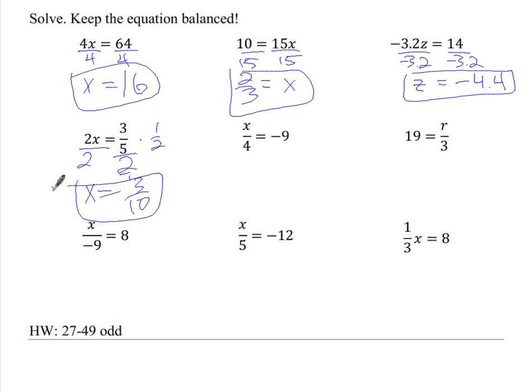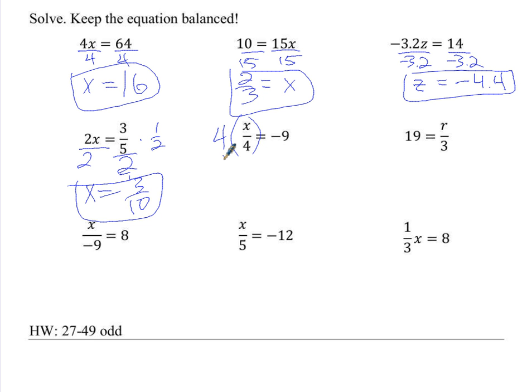All right, the middle square now, if we're playing tic-tac-toe. What are we doing to x here? We're dividing by 4 here, so that means to undo divide by 4, we are going to multiply by 4. That's right. So I multiply by 4, and that's how I'm going to write that.